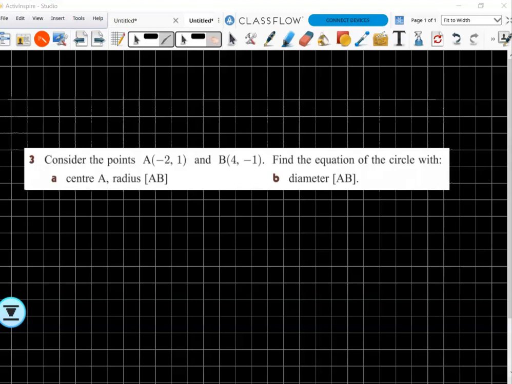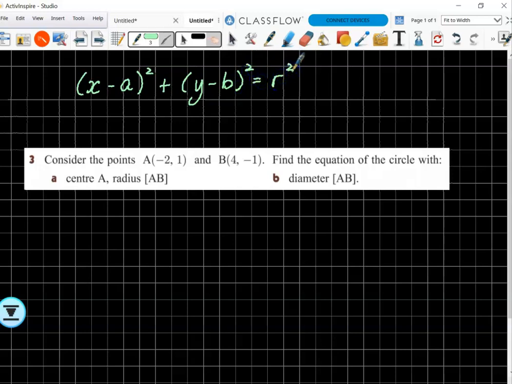Remind us, what is the basic equation of a circle, Jude? X squared plus y squared. Better not write in black there, hey? So we've got x minus a squared plus y minus b squared equals r squared.